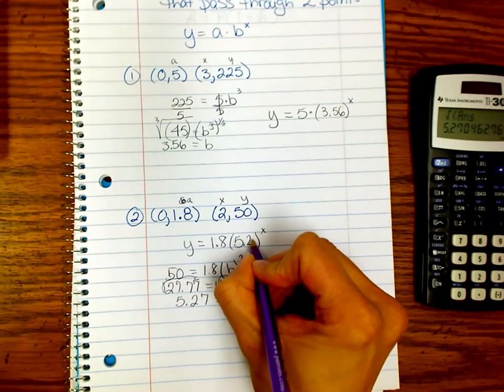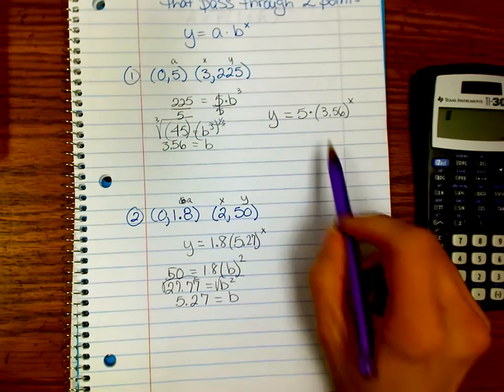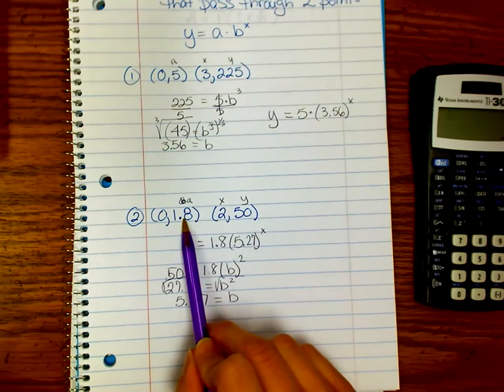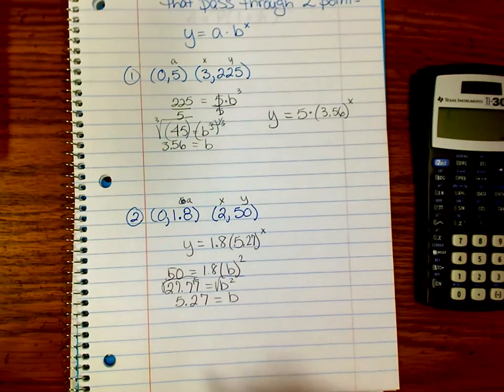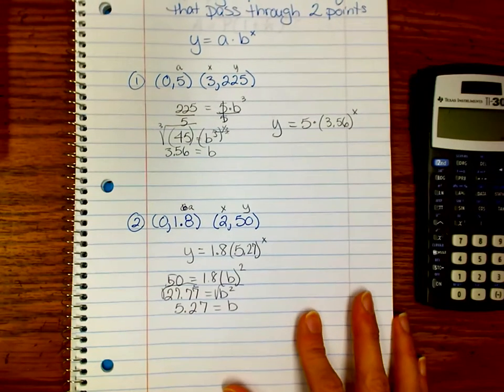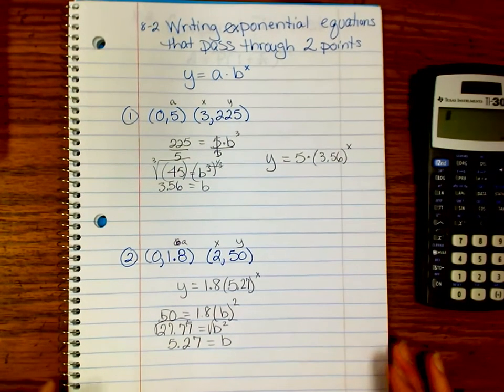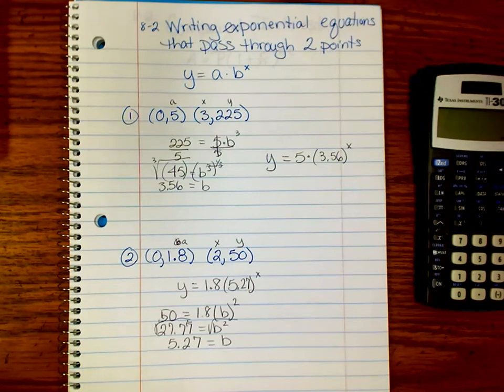Then we write our equation. We put our b in. And if you remember, those are both increasing. You can kind of tell. It goes from 1.8 to 50. But whenever b is greater than 1, we know it's an increasing function. So that's how you write exponential equations that pass through 2 points. As long as you're given the y-intercept, you can do it that way.